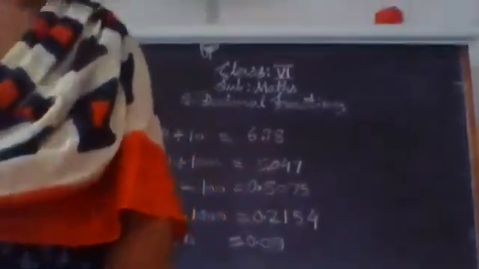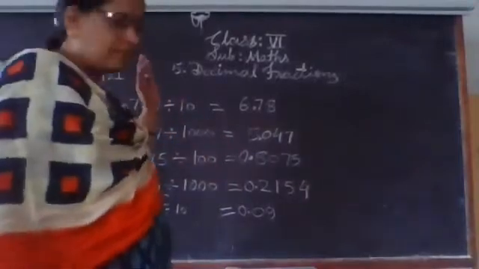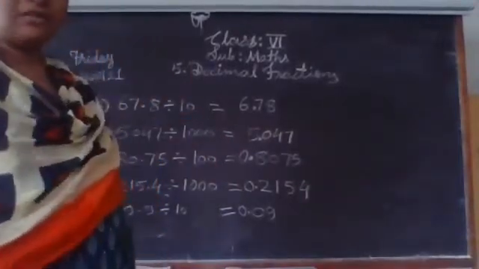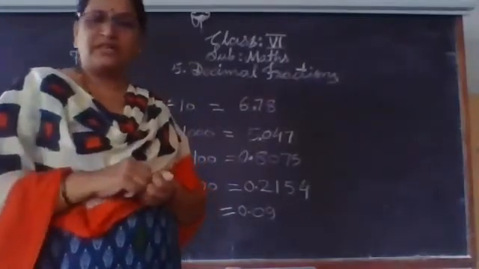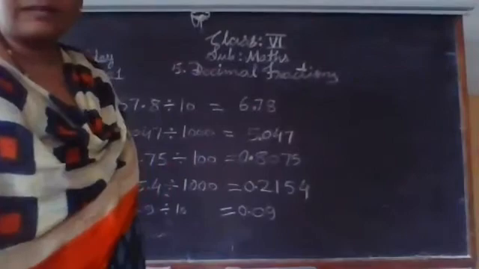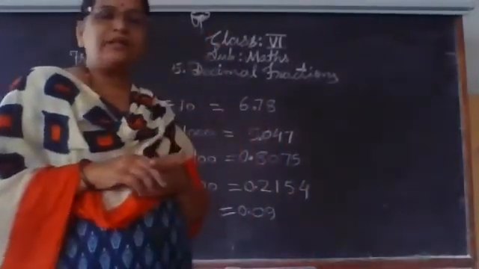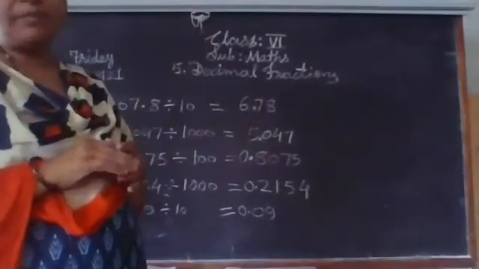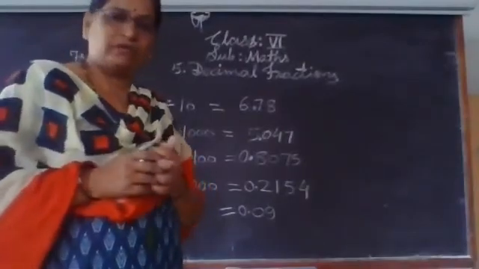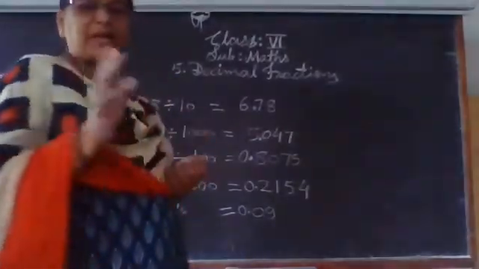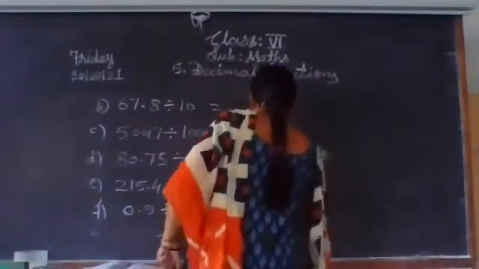So in this way, you can quickly find the quotient when dividing by 10, 100, 1000 and so on. For that, you just shift the decimal point towards the left side. Got it, children? Now let's see, children, the division by multiples of 10, 100, 1000 and so on.